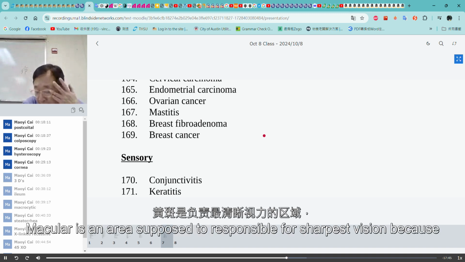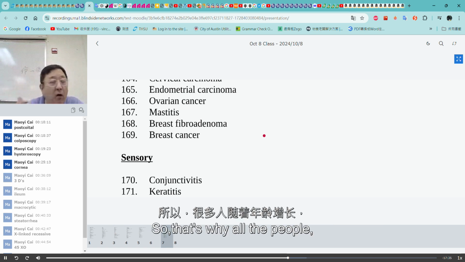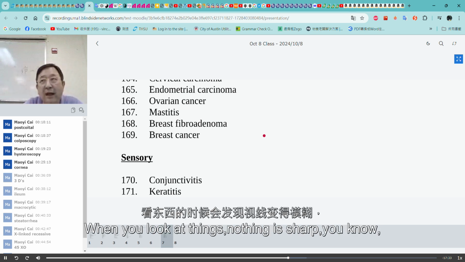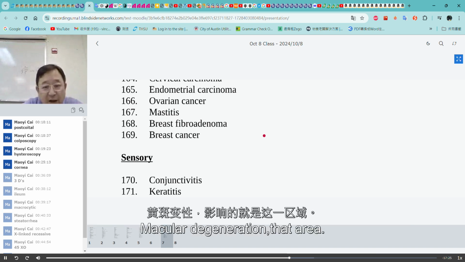Macular degeneration. The macula is the area responsible for the sharpest vision because it has the most photoreceptors in the back of the eyeball. But it degenerates, so that's why in older people, when you look at things, nothing is sharp, always a little blurred. That's because of macular degeneration, that area.